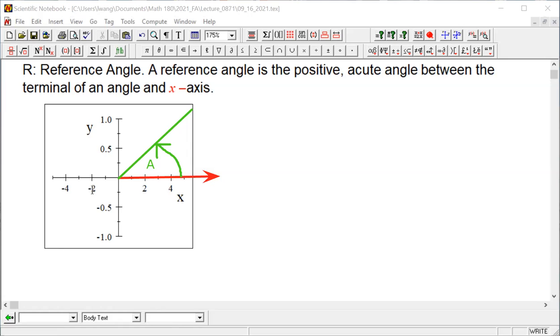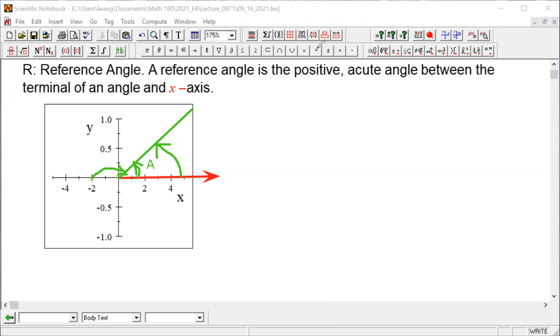So between the terminal and the x-axis, there are two angles. One is this guy, of course, that overlaps with A. And the other, with the x-axis, this is a green one. It could have another one, right? These are two angles. You measure from the x-axis to the terminal.